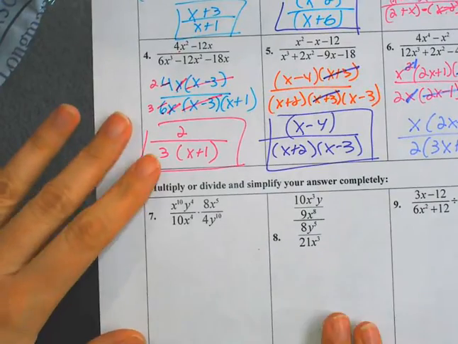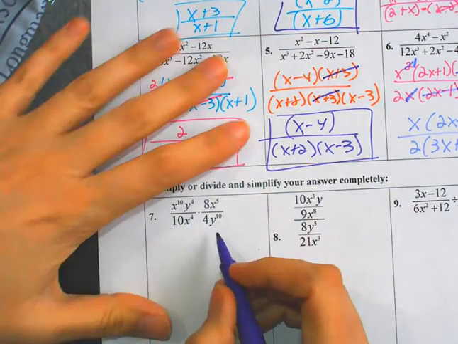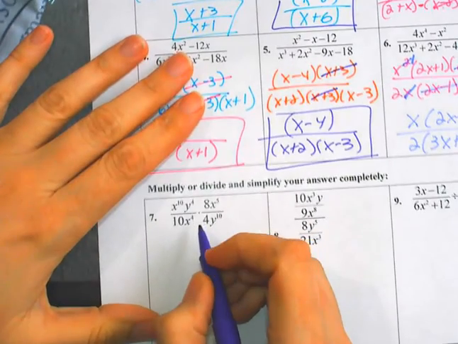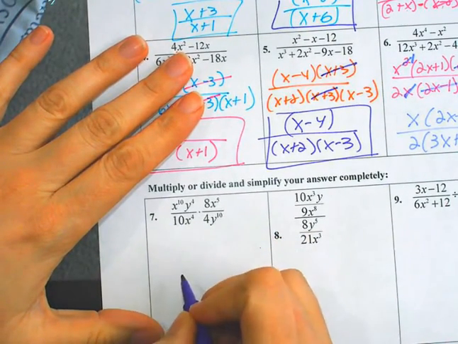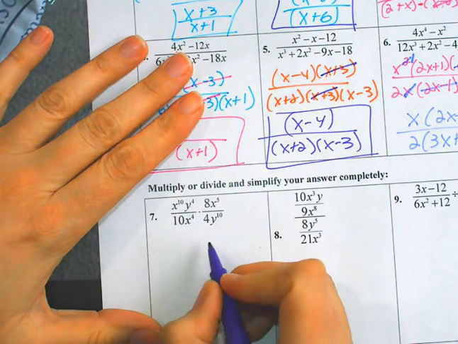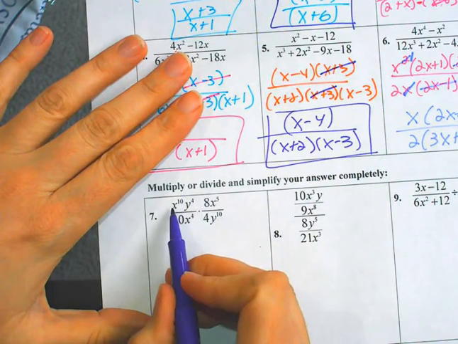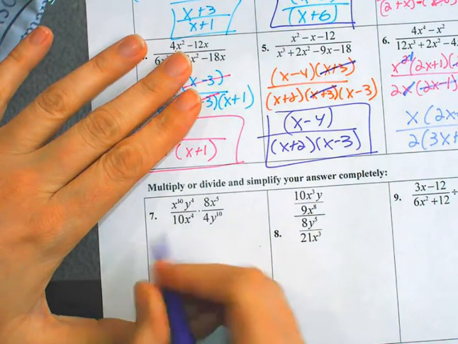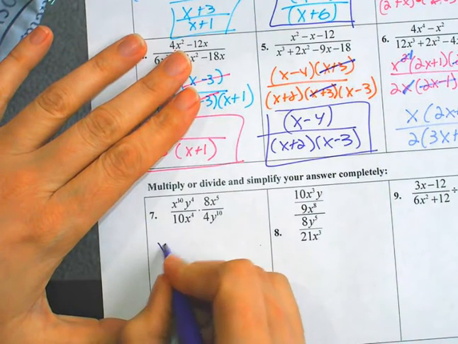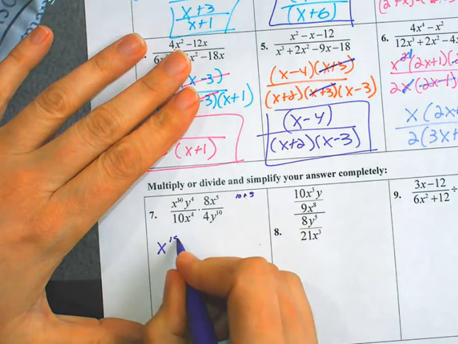This says multiply or divide and simplify your answer completely. All right, so the first thing is I see that this is multiplication. When you have multiplication, the rule is just multiply straight across, if there's nothing to factor, and then simplify. So depending on the problem, we're going to change it up a little bit. So for this one, we're just going to multiply straight across. X to the 10th times x to the 5th. Remember, when you're multiplying, you add the exponents, so that's 10 plus 5, so that's x to the 15th.